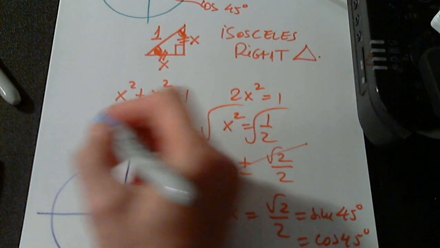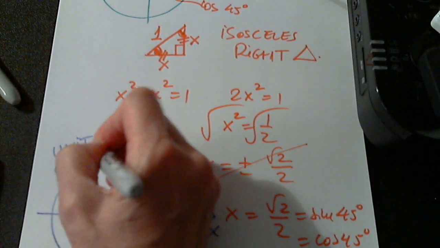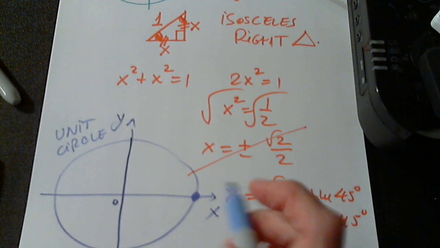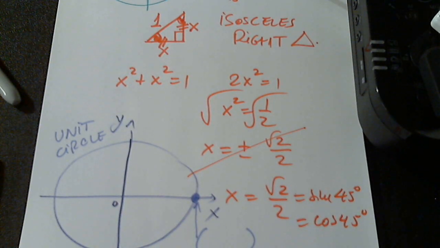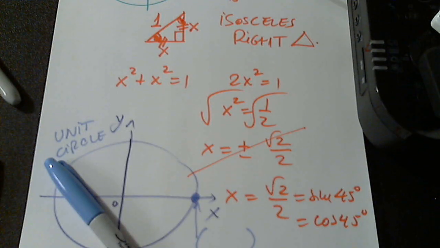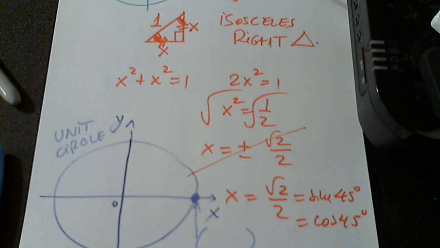Can anyone give us the coordinates? So this is a unit circle. Can anyone give us the coordinates of this point? Can anyone give us the coordinates of this point? No one? Anyone would like to give it a shot? What do you think?